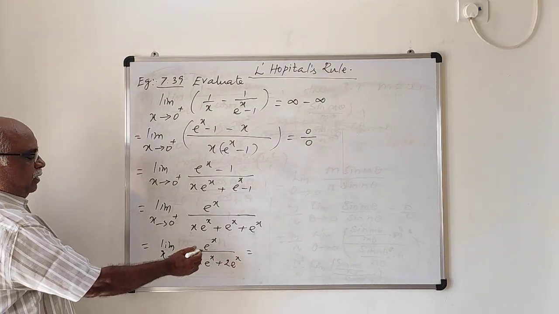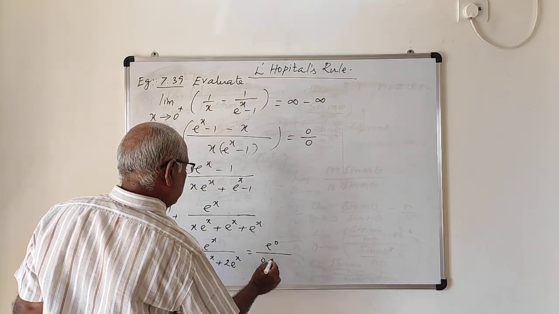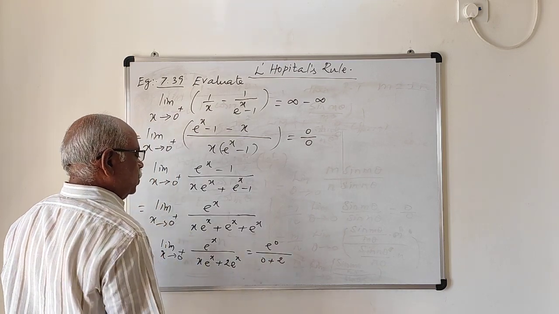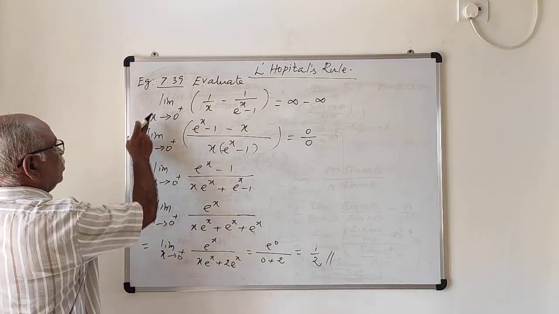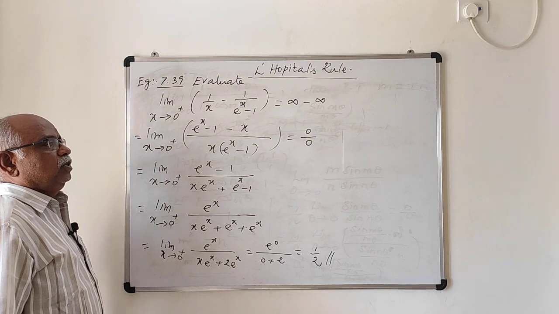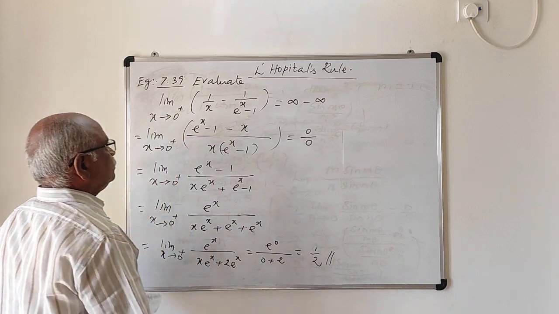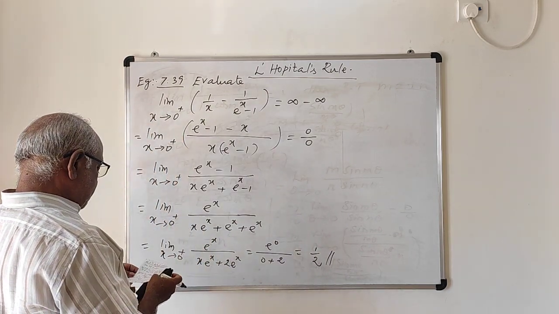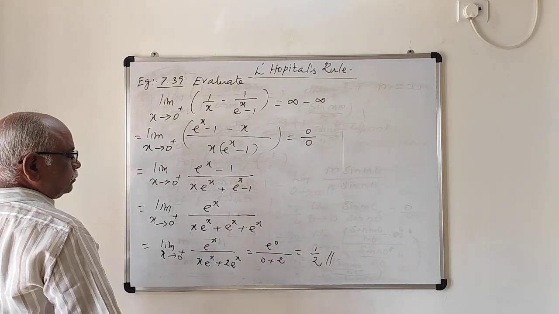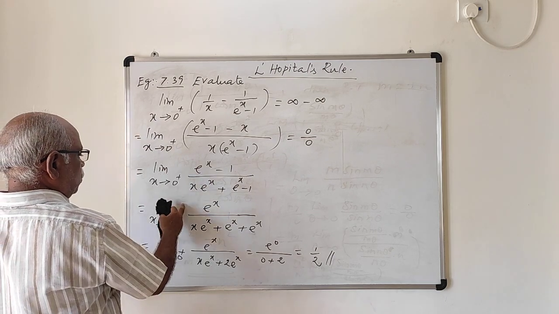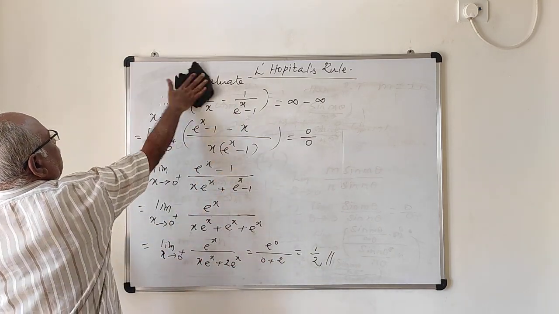Now applying the limit, e power 0 by 0 plus 2 into e power 0. e power 0 is 1, so you get 1 by 2. So the answer for this problem is 1 by 2. That's all about the problem. So the evaluation of this limit is 1 by 2. Next, another problem in the exercise. One more example we will see. You may apply L'Hopital's rule 2 times, even 3 times, and you will get the answer. Next example.